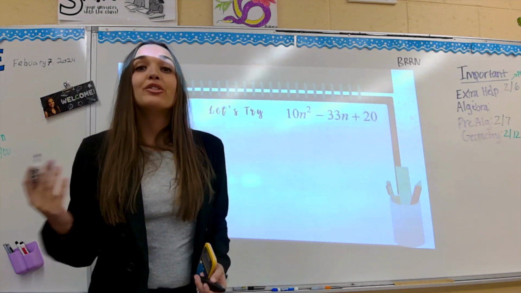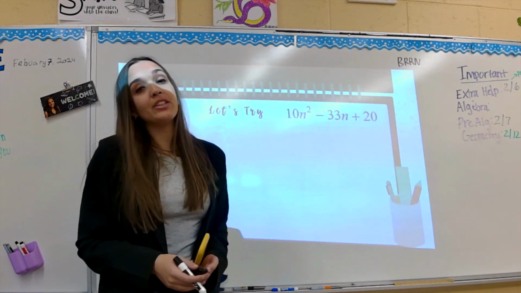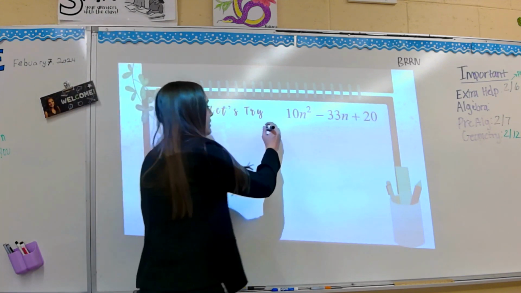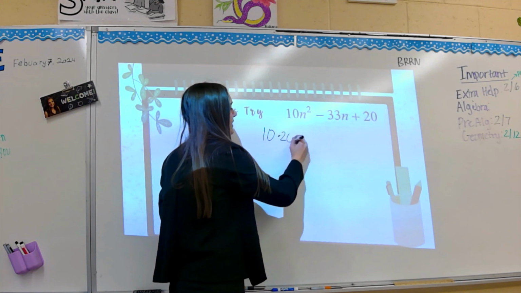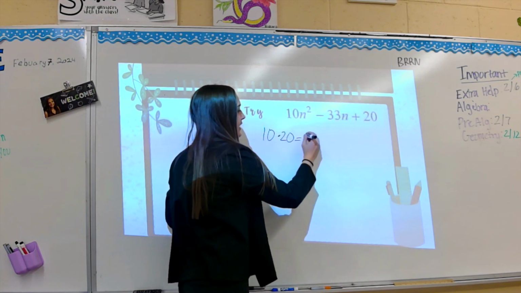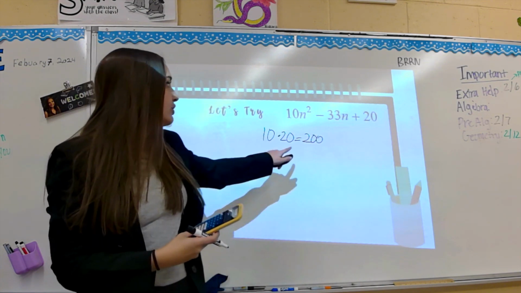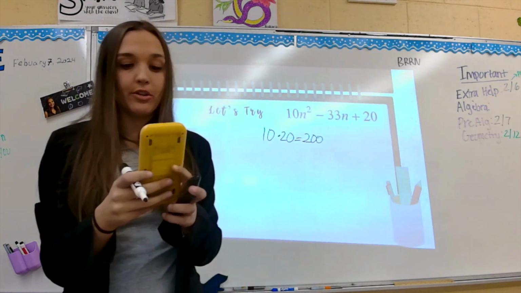Let's take a look at one more problem to make sure we're fully understanding what we should be doing here. So now I have 10n squared minus 33n plus 20. Now I'm going to do the same process. I'm going to do 10 times 20, because that's my a and my c, equals 200. So I'm trying to find two factors that multiply to 200 and add to -33.